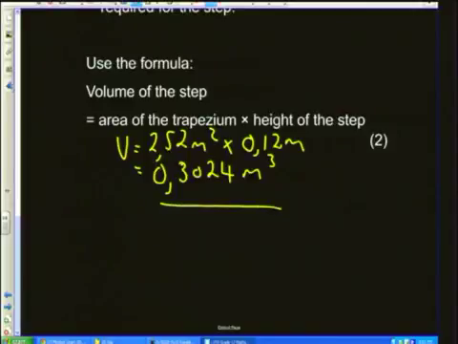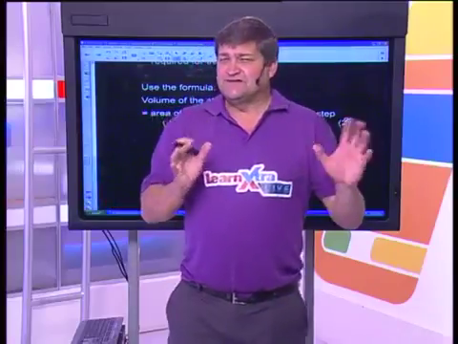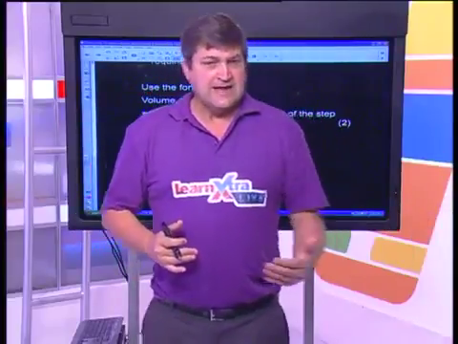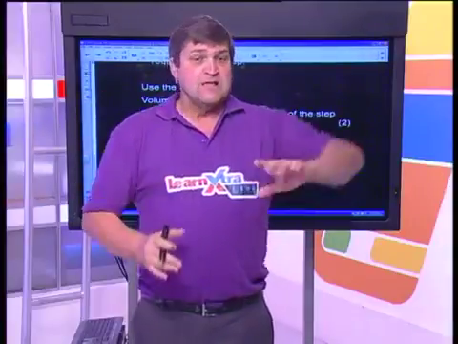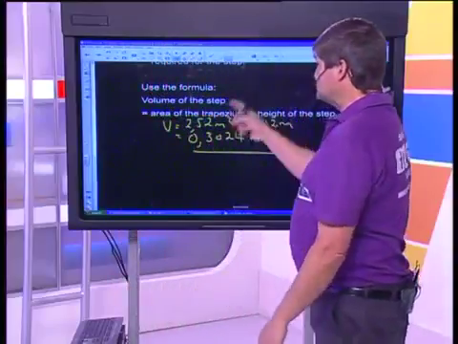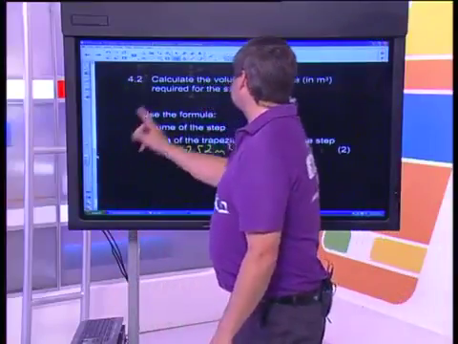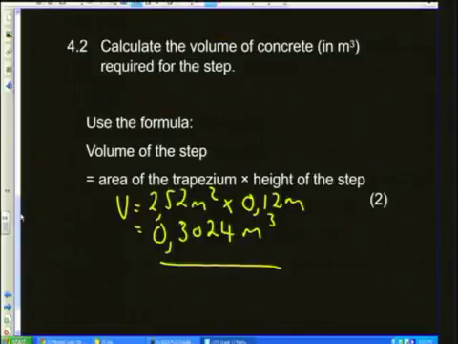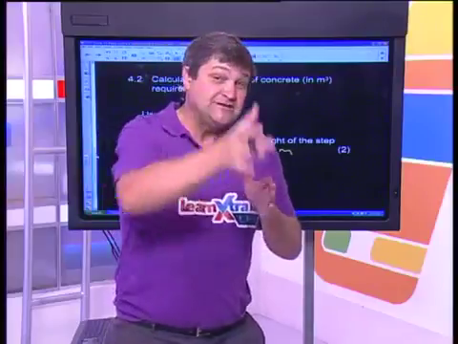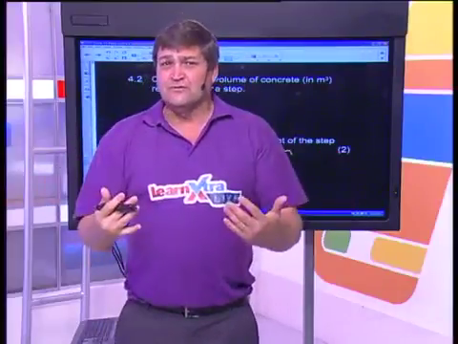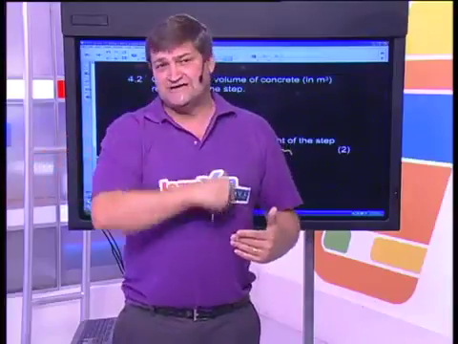Now, guys, I've got a lot of decimal places. I've got 0,3024. Now I've got to ask myself, do I need to round this off? The question hasn't told me how to round it off, or has it? It said calculate the volume of concrete in meters cubed, which I've done, required for the step. But it doesn't tell me how many decimal places. Now, folks, when you get a question like that in matric, and it doesn't tell you how many decimal places, you know you've got to round it to 2 decimal places.